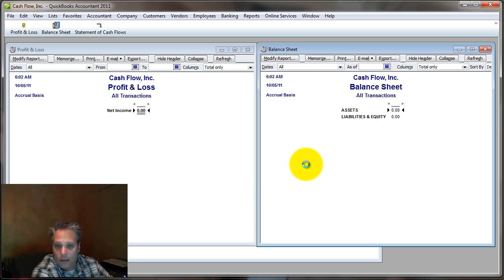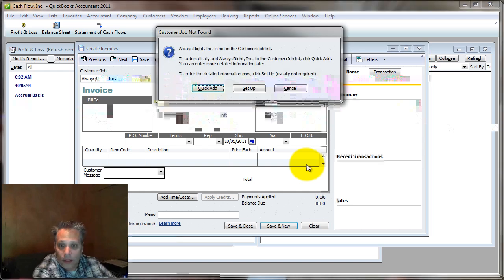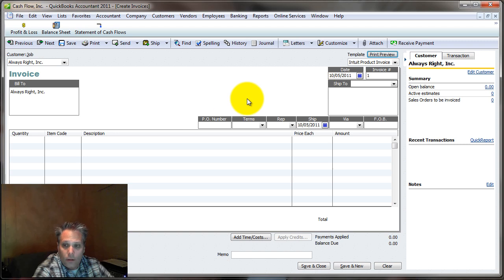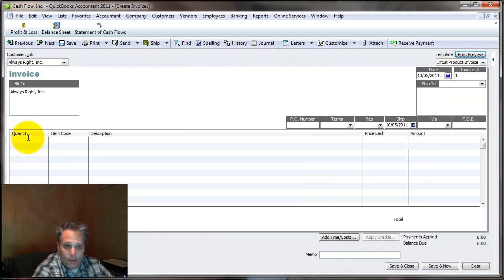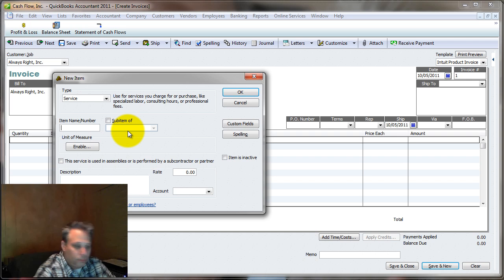So let's post an invoice, and we'll set this up for Always Right Incorporated, because the customer is always right. Isn't that what they say? We can get rid of this summary. Let's just create a quick service item here. I should have done this ahead of time before the recording. We'll just call it services and hopefully spell it right.